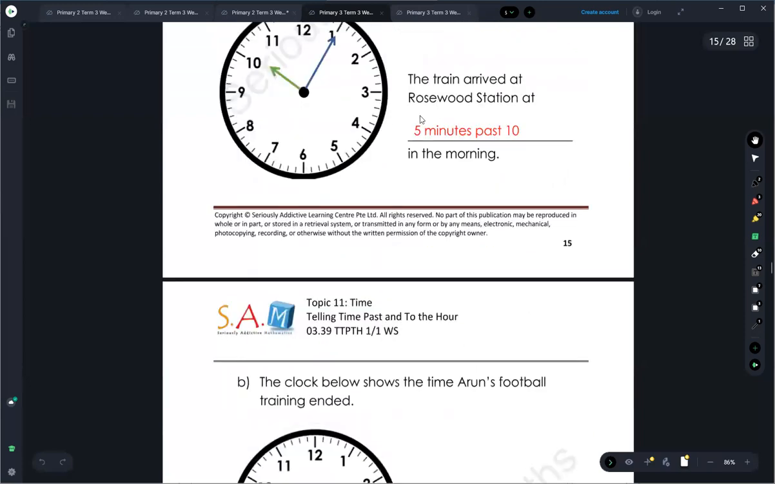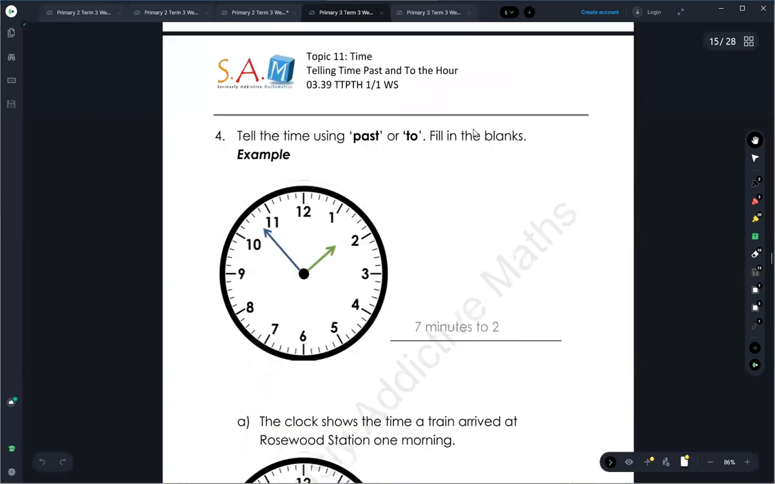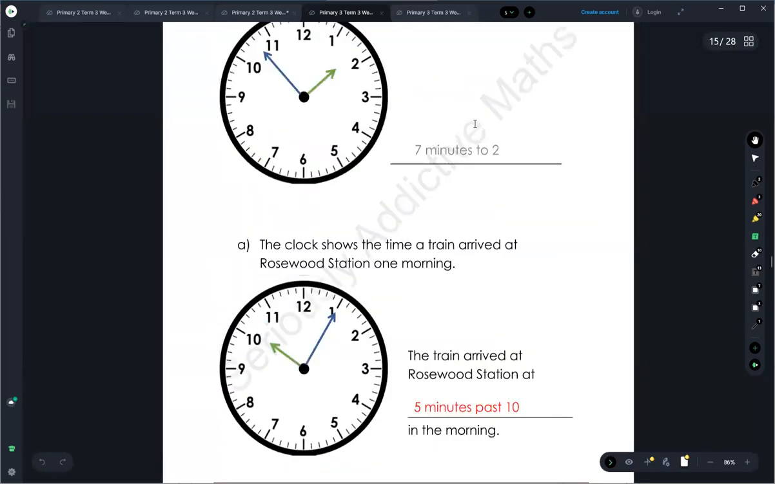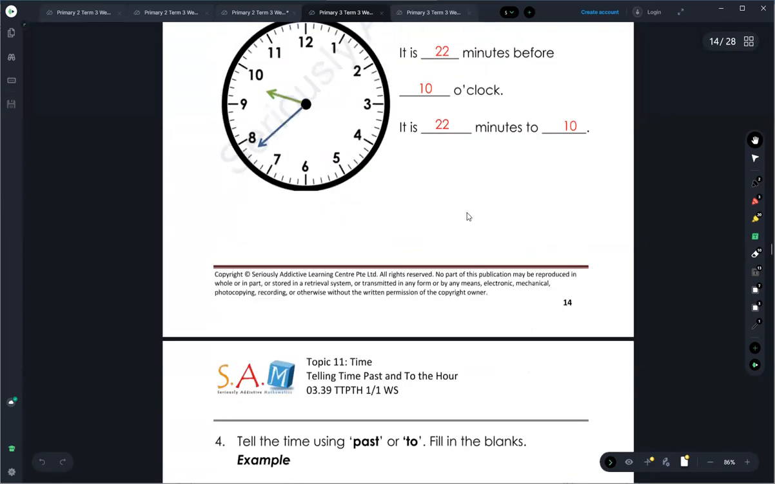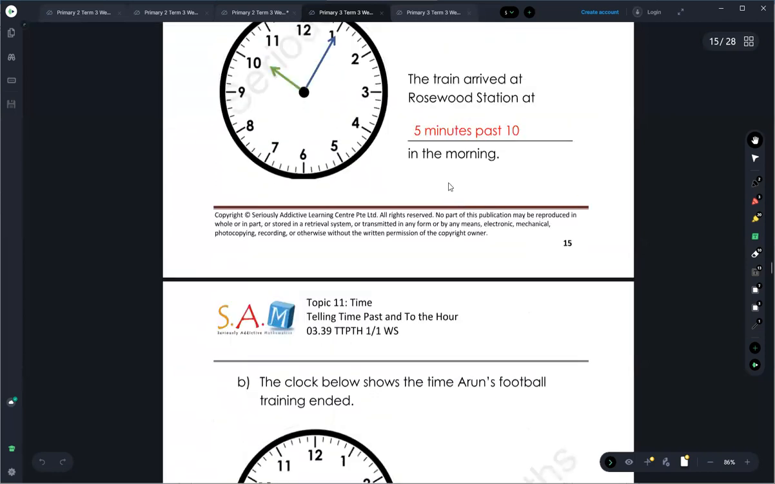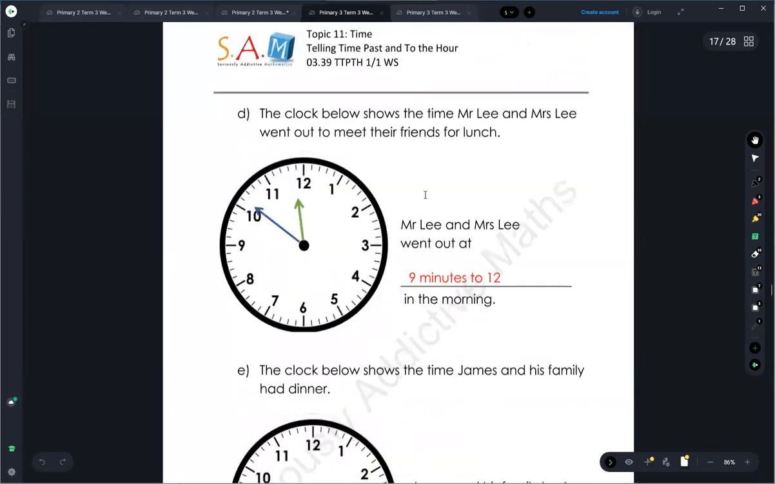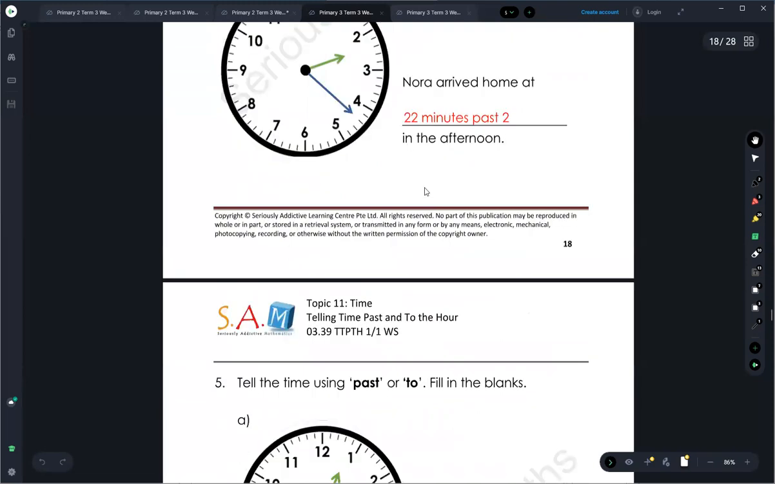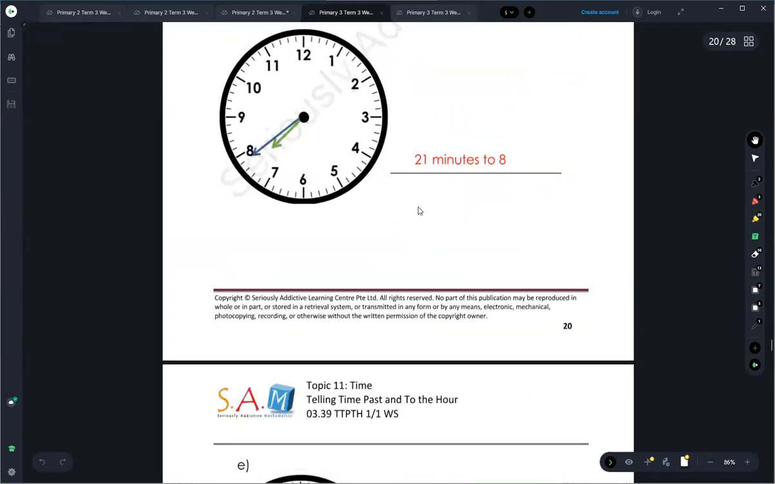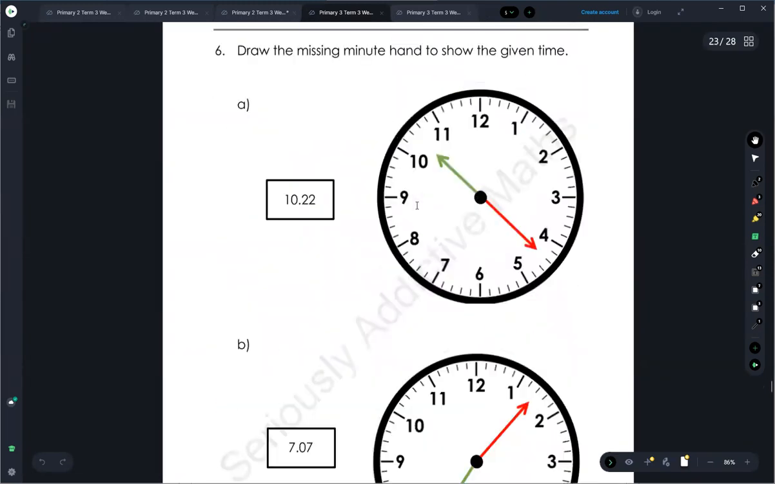7 minutes to. So get them to do one question of 5 minutes past 10, and then another question, maybe 15 minutes to 6, so 1 past and 1 to. Okay. And the rest are actually more about practices.